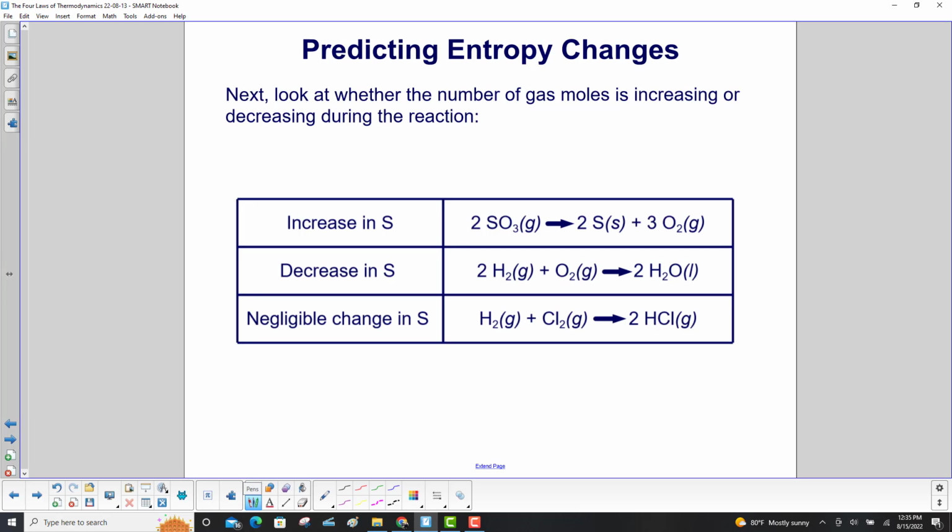Next, look at whether the number of gas moles, not solid, not liquid, is increasing or decreasing during the reaction. So the first one here, we have 2 gas moles in the beginning, and we wind up with 2 plus 3, that's 5, so that is an increase in entropy. Decrease in entropy: we have 2 plus 1, that's 3, to 2. We've got the number of gas moles decreasing, entropy decreases. And here, 2 moles on that side of hydrogen and chlorine gas, and 2 moles on the right side. So that is a negligible change in entropy.